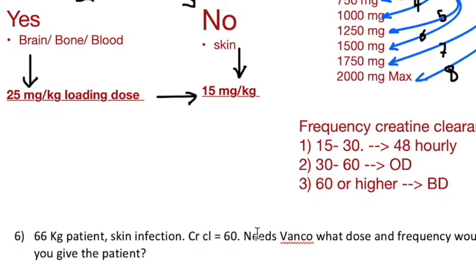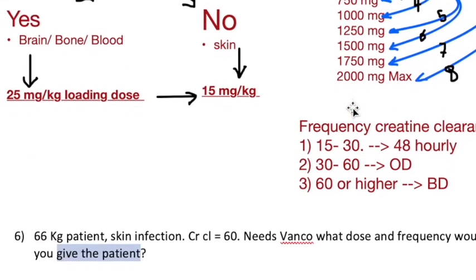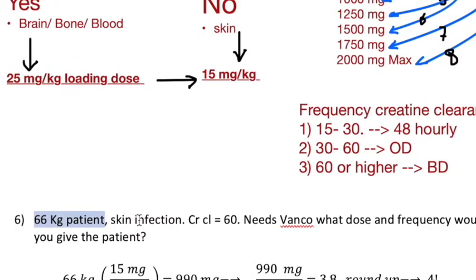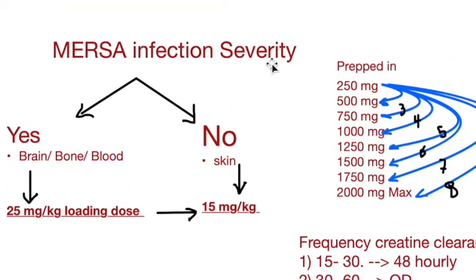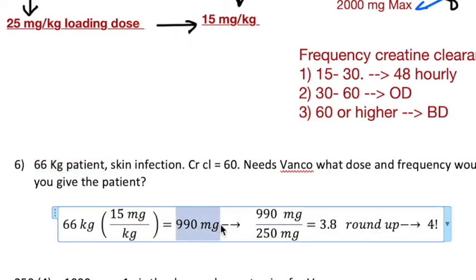Perfect. Then they're telling you he needs vancomycin. Okay. But what dose would you give him? All right, all we now need to figure out is through here. Okay, let's try to figure this out. Again, start off with what you know: patient's weight, 66 kilogram, write that down. Then I told you here, it's a skin infection. It's not a serious infection. So it's not serious. It goes down to here. So you give him 15 milligrams per kilogram. So multiply 66 by 15 milligrams per kilogram, and you get 990 milligrams.